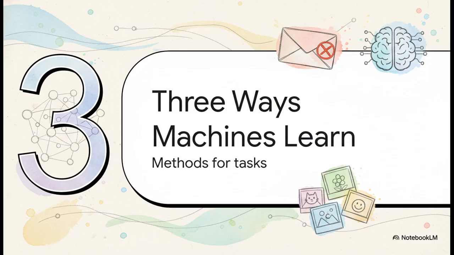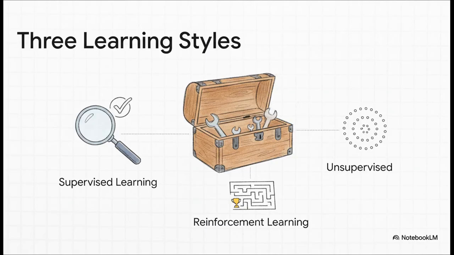Now, just like we can learn in different ways, say from a teacher in a classroom or just by trying things out on our own, machines also have a few different learning styles that are good for different kinds of jobs. There are a few different ways machines can learn, but for today, we're just going to focus on the 2 you'll probably encounter the most, supervised learning and reinforcement learning. Think of them as different tools for different projects.